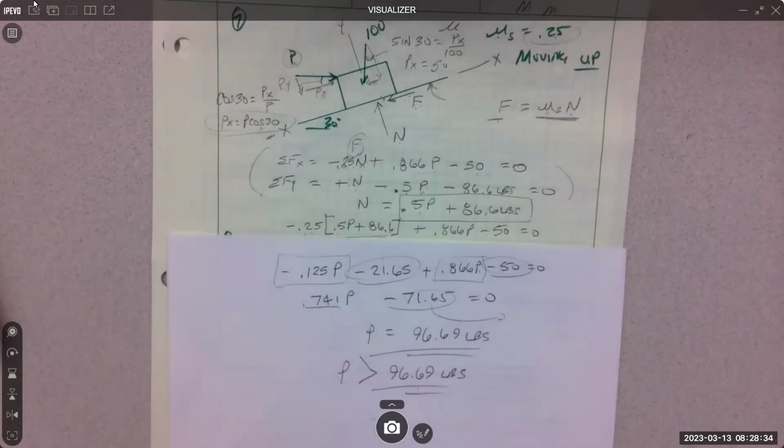So that's a little tricky, right? Simultaneous equations. You have to be super careful with your algebra.